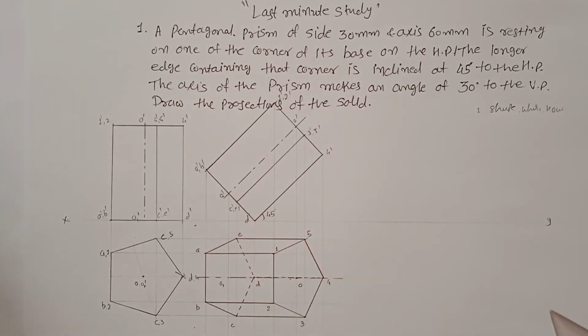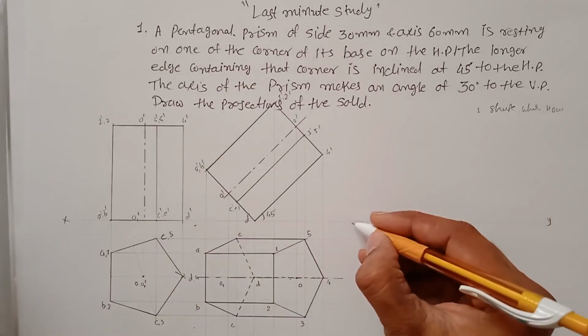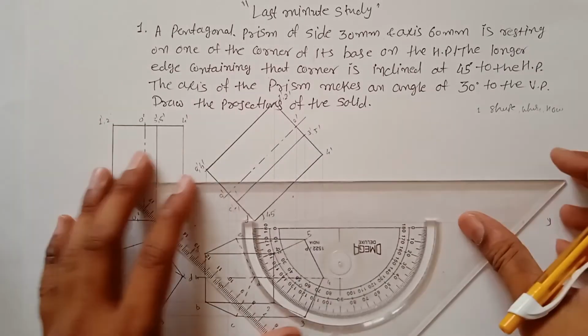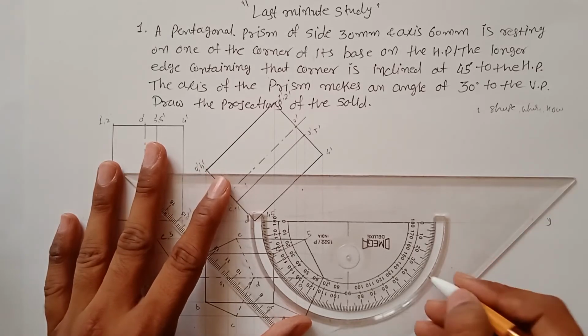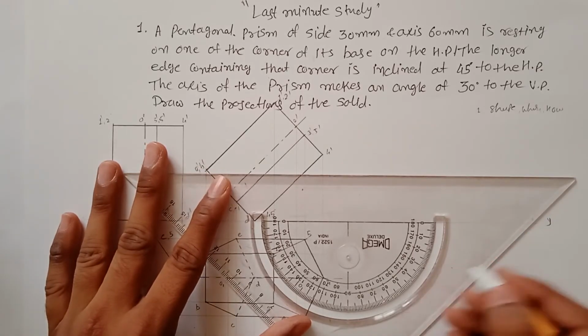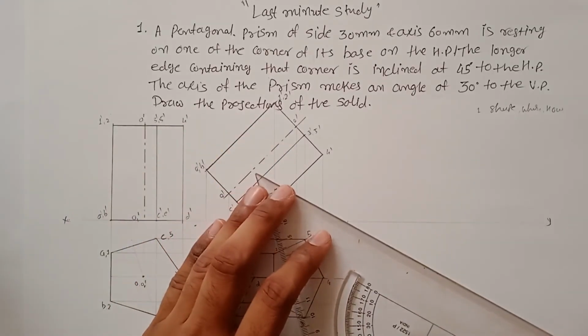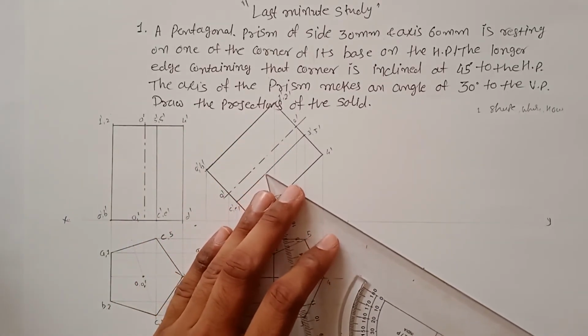So first of all, mark any point, then draw a line at an angle of 30 degrees.